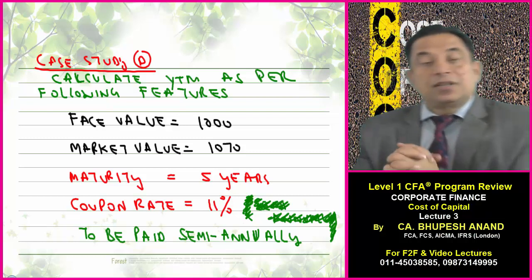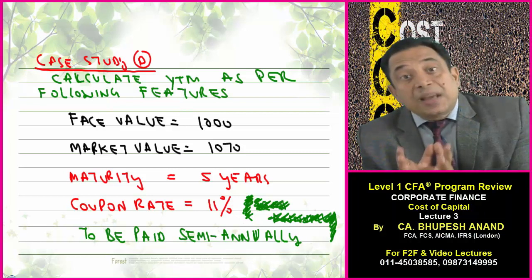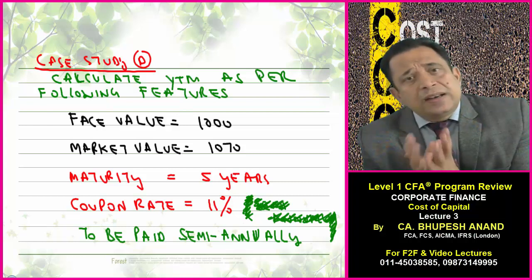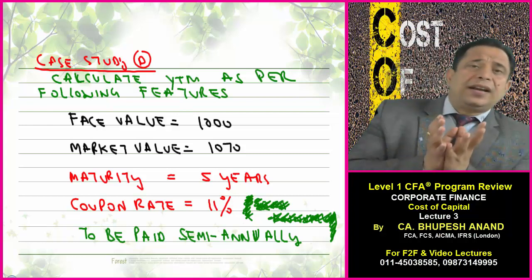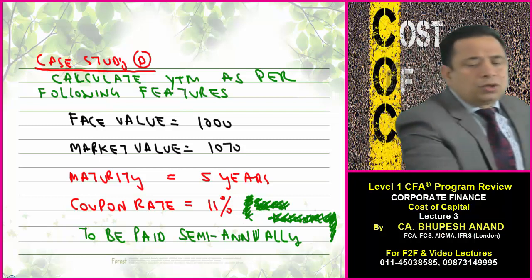Calculate YTM as per the following features. Now if interest is paid semi-annually, then how will we calculate YTM? It is again very easy. Firstly, we will double the N, and then after calculating it, we will multiply by 2. Face value is 1000, market value is 1070.